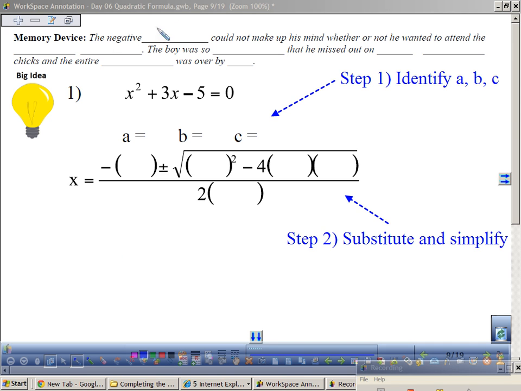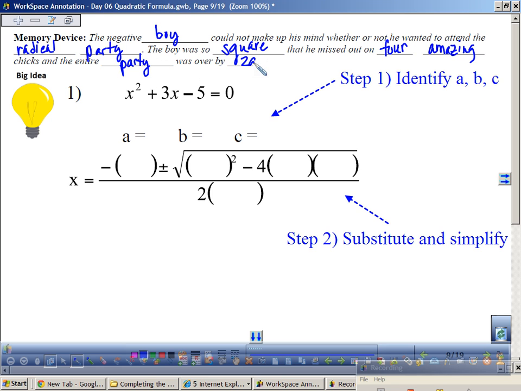Okay. So the negative boy could not make up his mind whether or not he wanted to attend the radical party. The boy was so square that he missed out on 4 amazing chicks, and the entire party was over by 2 a.m. So negative boy couldn't decide to go to a radical party or be squared and miss out on 4 amazing chicks. It was all over by 2 a.m.